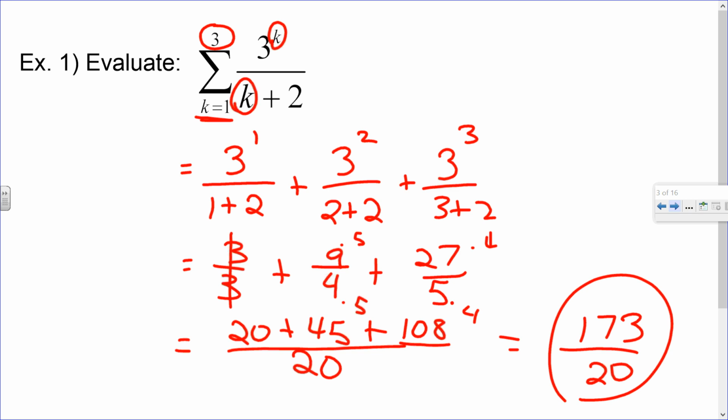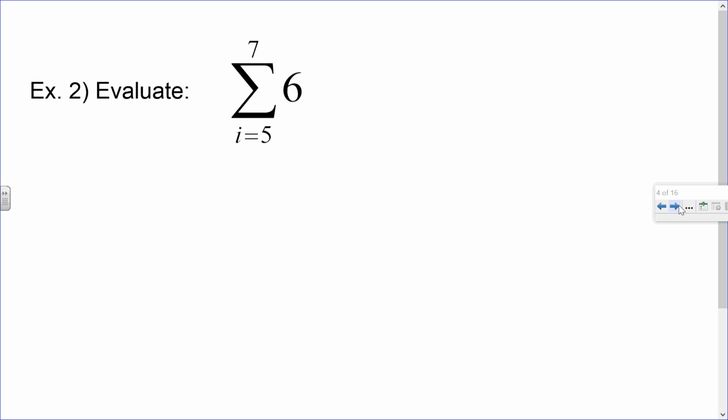Okay, last one of these that I'm going to do is a special case. So this time, like I mentioned, we don't have to start at 1. We're going to start at 5. So if i is 5 and I plug in for all of the i's, what is 6?